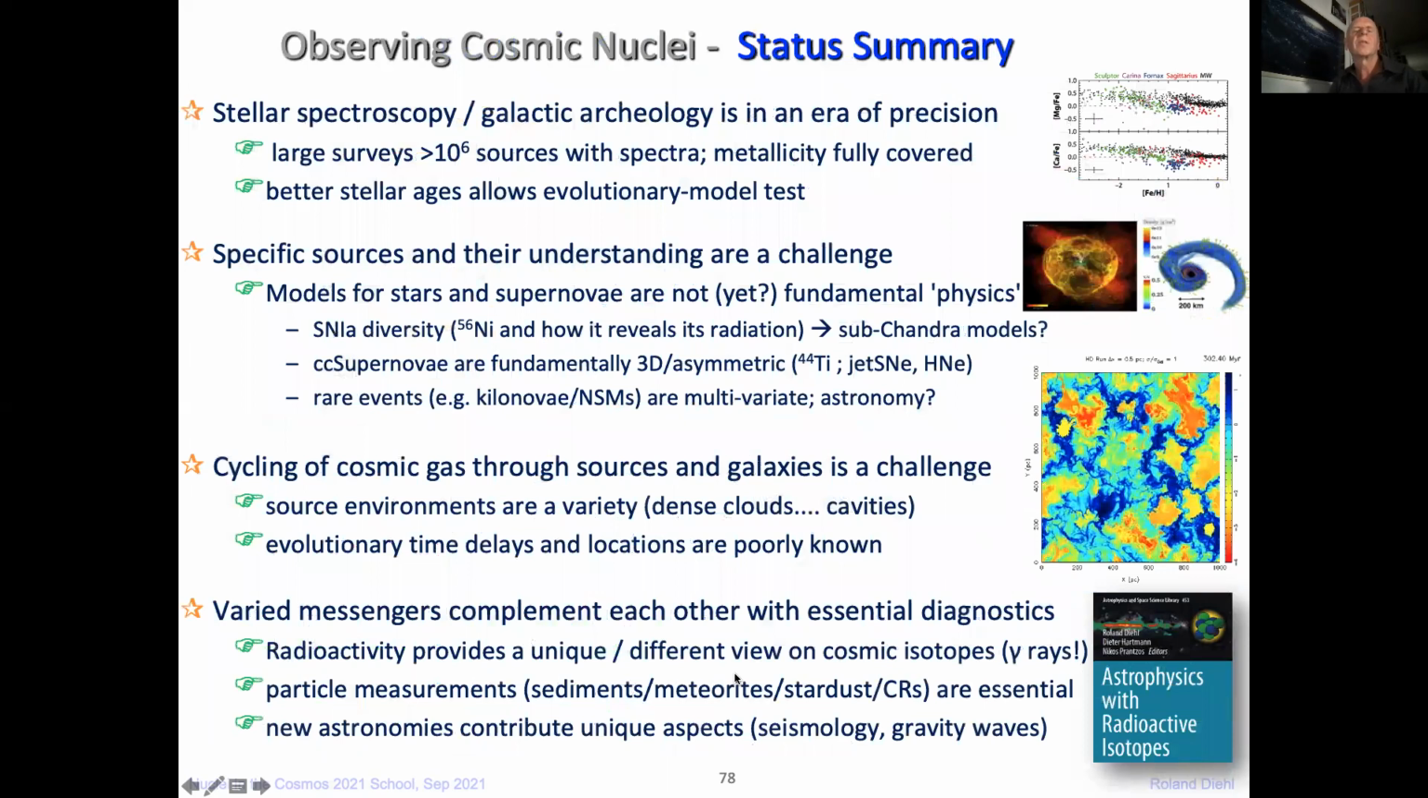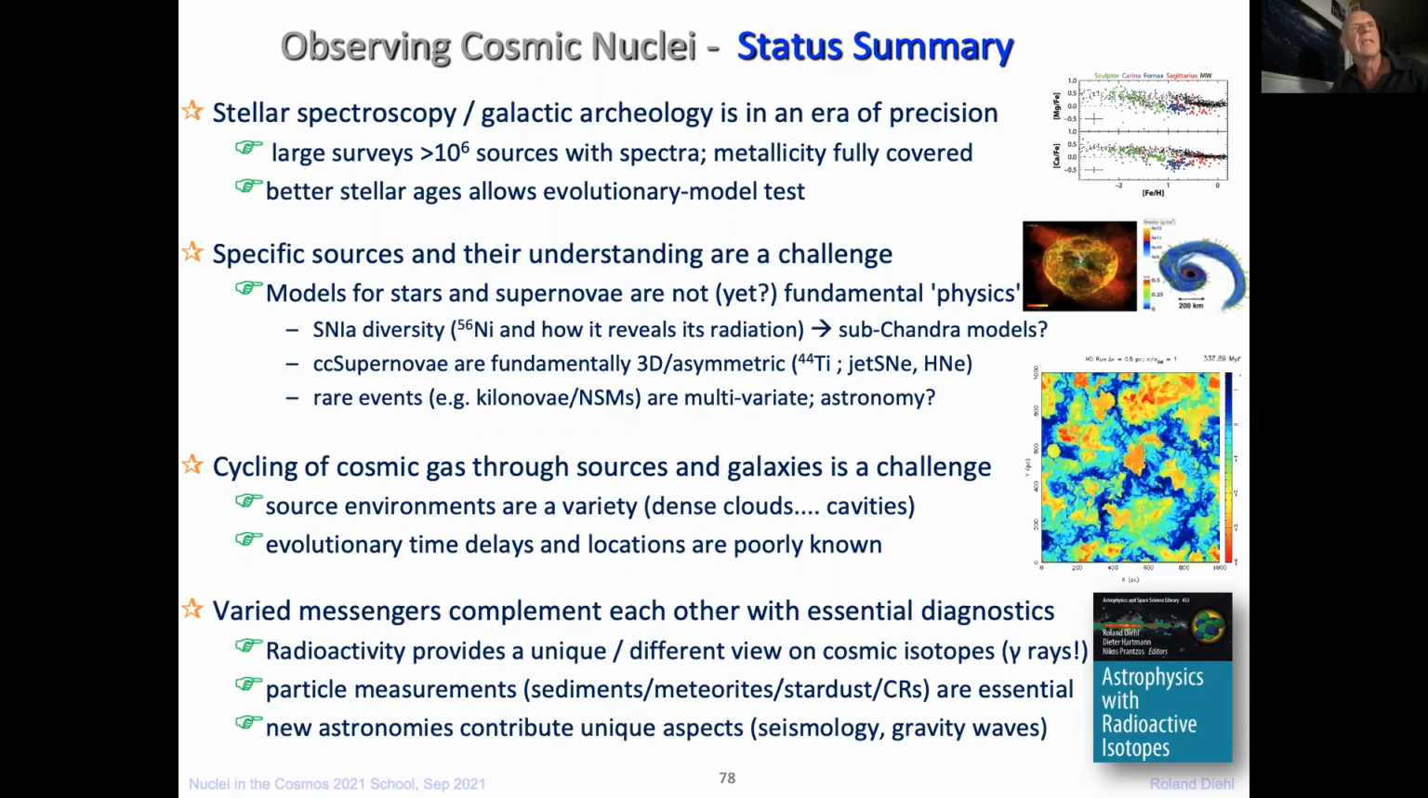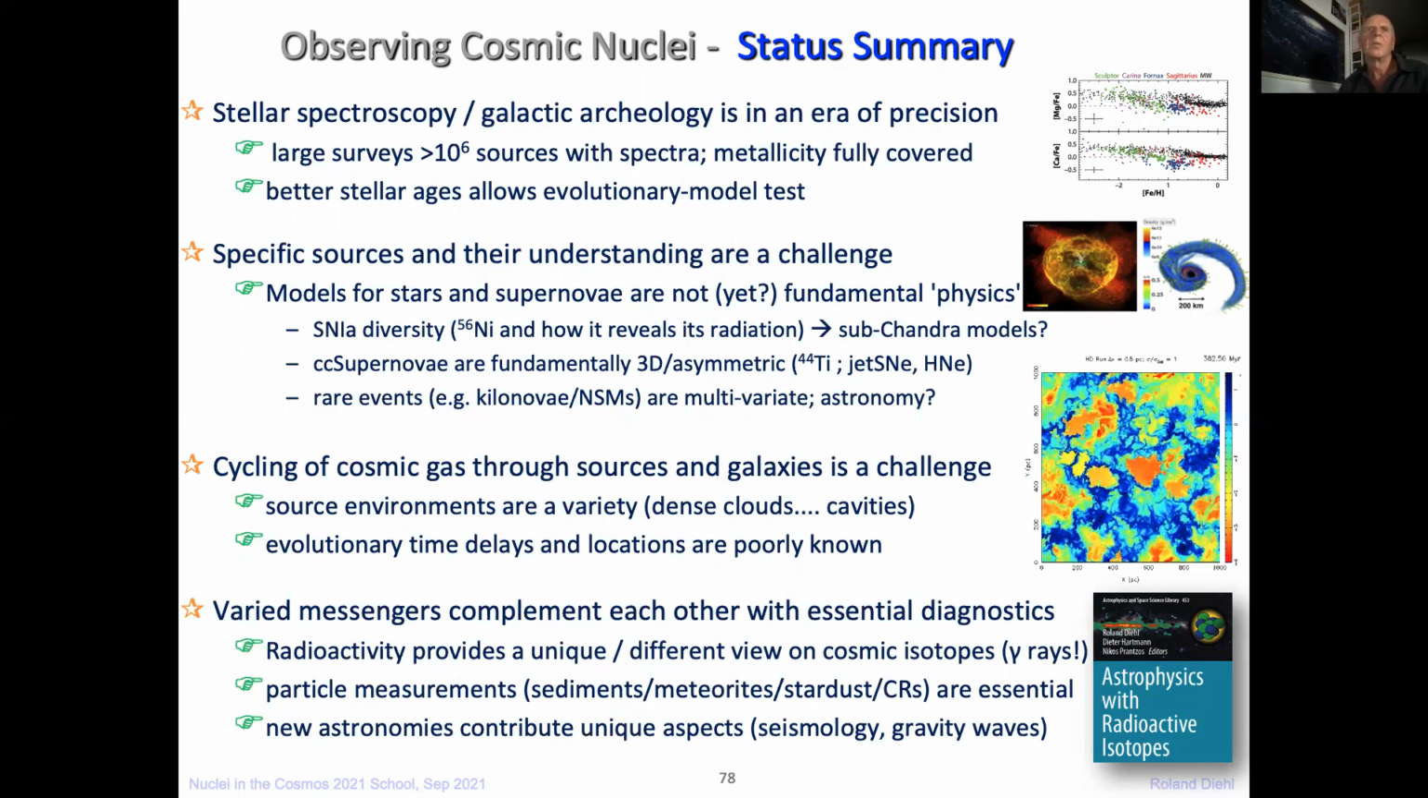So let me flash up the summary here, which shows the status of observing cosmic nuclei. Stellar spectroscopy is certainly in an area of precision. It has very good data from optical spectra and from surveys like the Gaia survey. So we learn a lot from that, but it also has limitations. To understand specific sources, we use more direct observations like from gamma rays and from X-rays. This gives us access to these explosions in better ways than going through the indirect way of old stars.